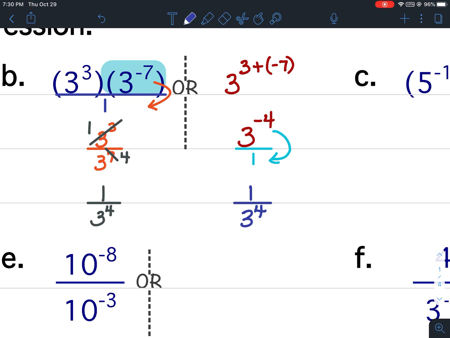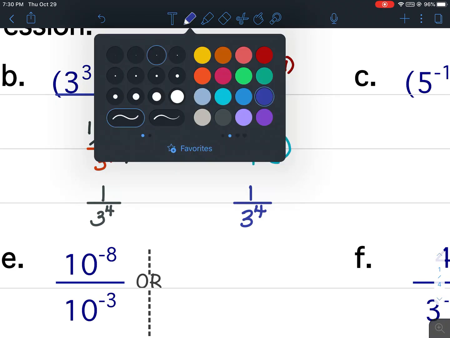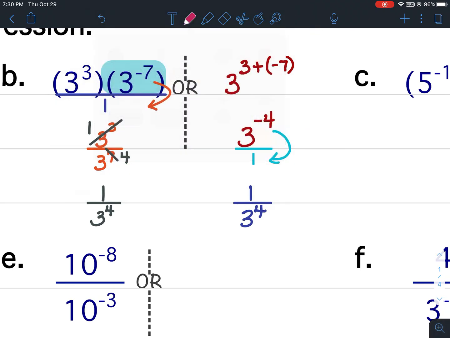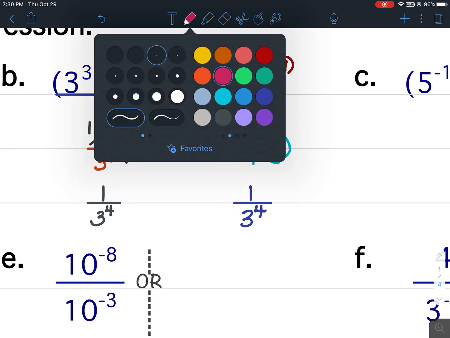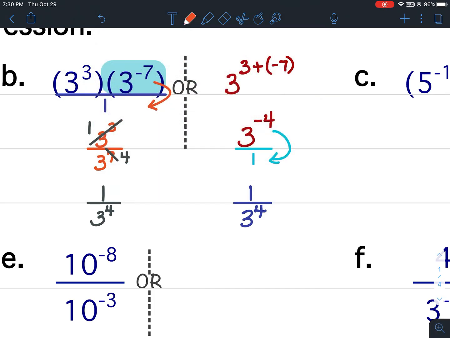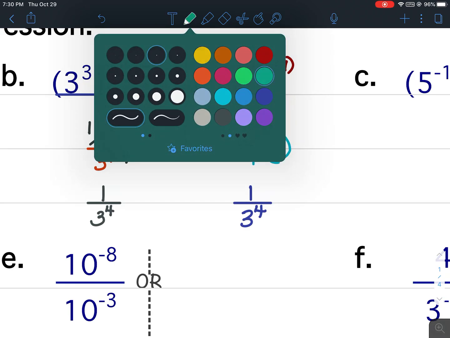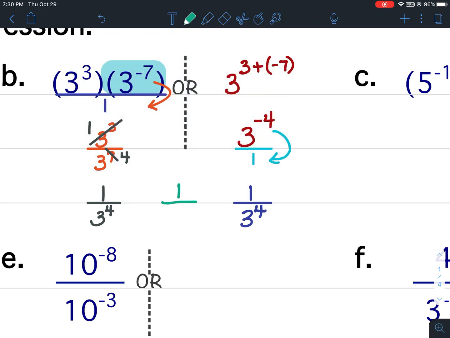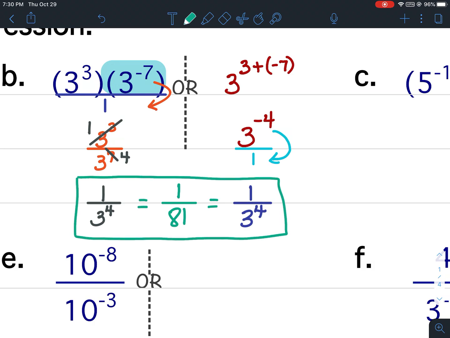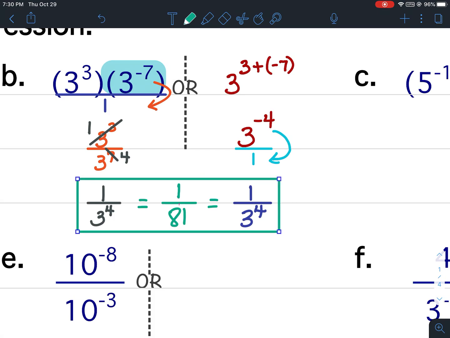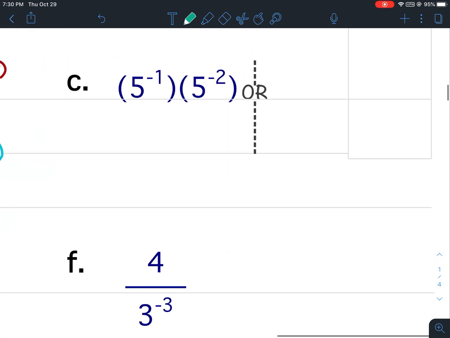All right, and 3 to the fourth is 81. So my final answer would be 1 over 81. I can box all 3 of these. Again, you choose which way you would prefer to do it. All right, for C.